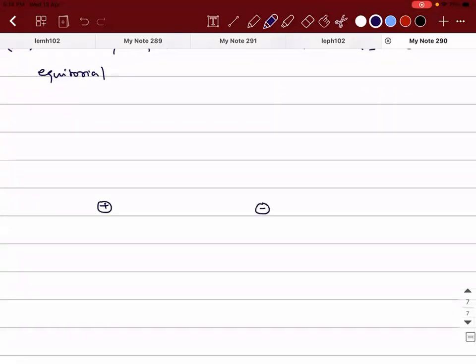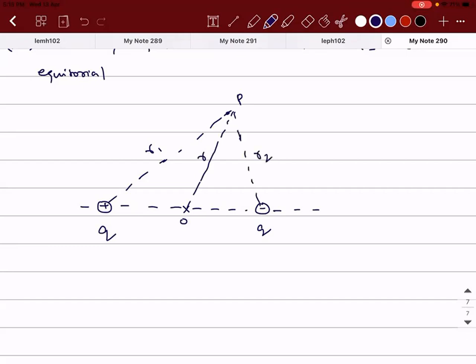So if this is positive and negative, if this is Q, this is also Q. Okay. So I'm taking a point P here where this distance is R1. If I take this point as O, this distance I'll take it as R, and this distance I will take it as R2.